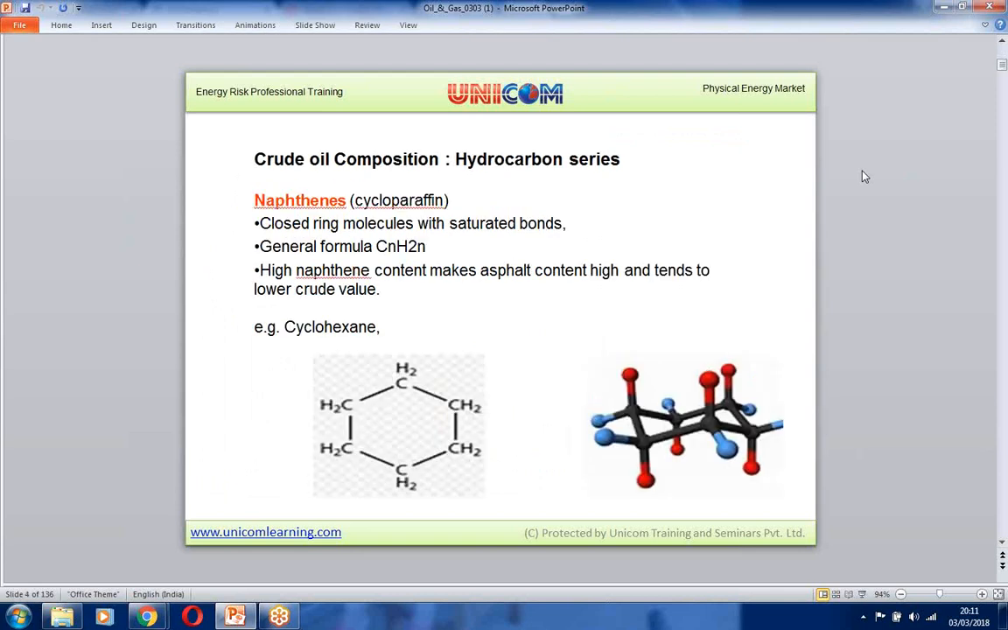Then come the naphthenes, which are closed ring molecules but with saturated bonds. The general formula is CnH2n. High naphthene content makes the asphalt content high and tends to lower the crude value. Cyclohexane is one of those naphthenes we find in crude oil.